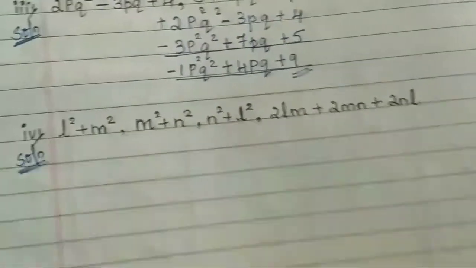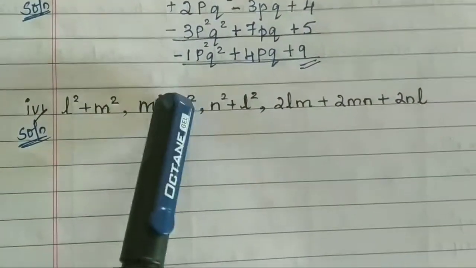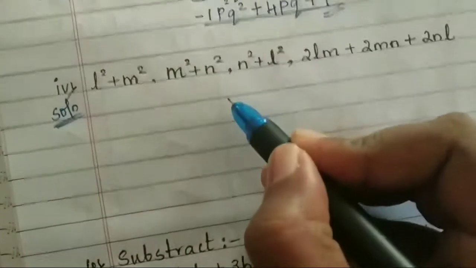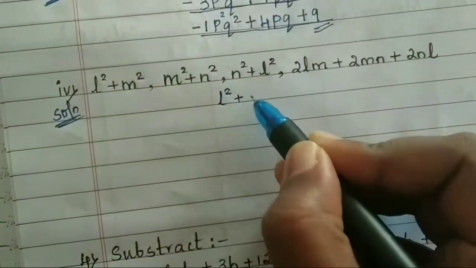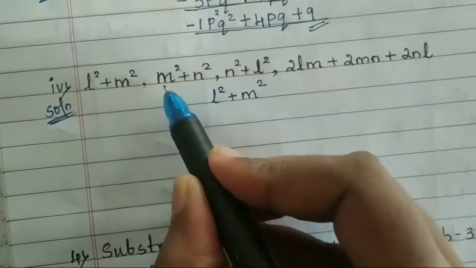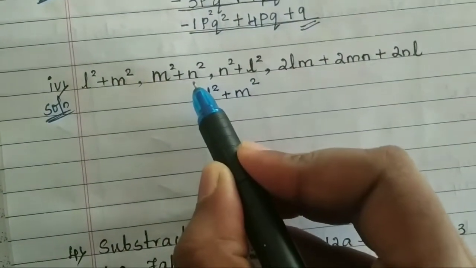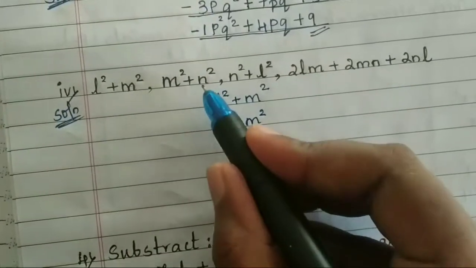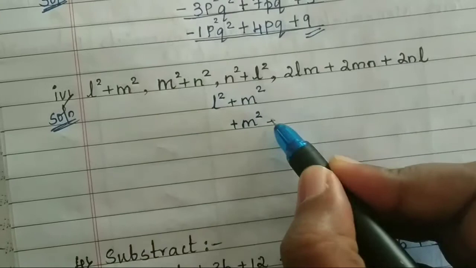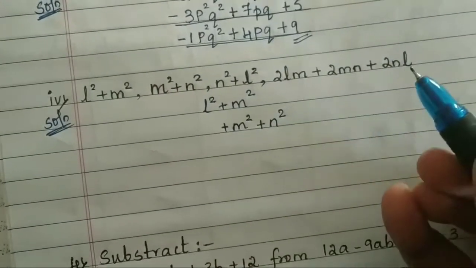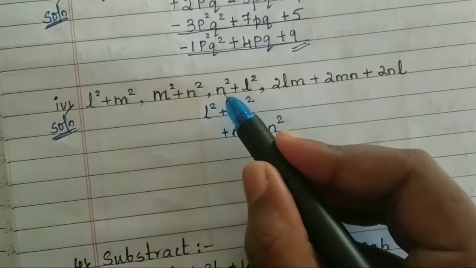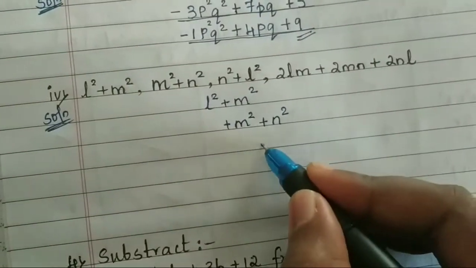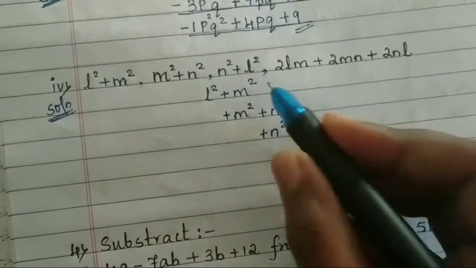So next we will solve the fourth one. Here you can see 1, 2, 3 and 4 terms are given. We will write them one below another. L square plus M square is given. In the second term you can see M square and N square is given. Below M square we are going to write M square, and N square is not present here, so we will write it in this part. Similarly, we will write N square plus L square. N square we will write here. Where is our L square?